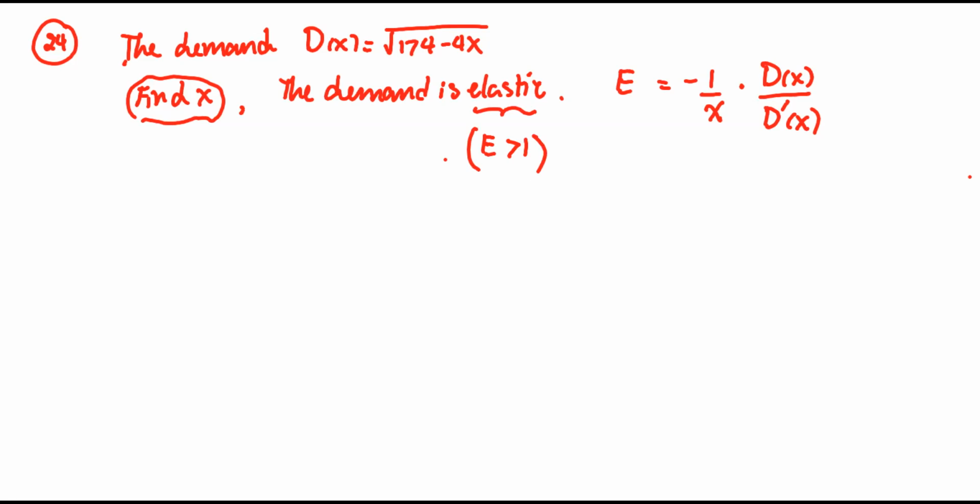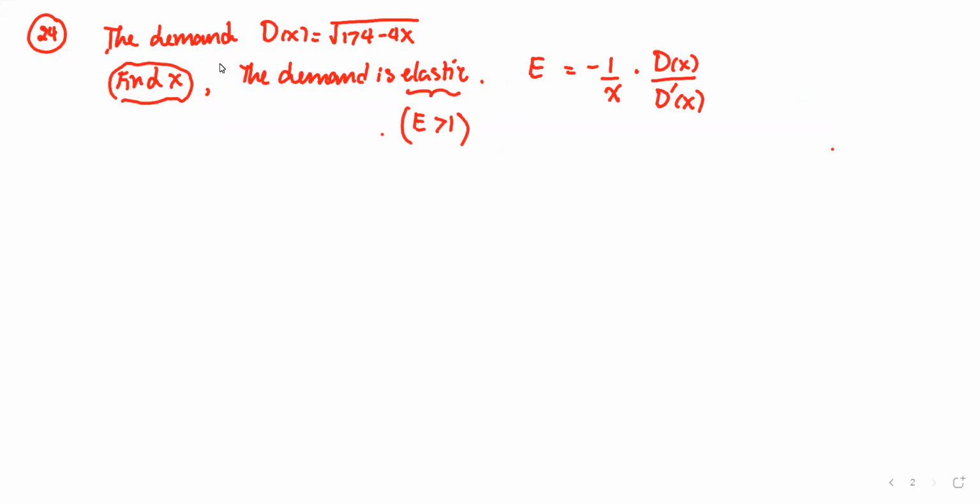Since we have the d of x, we're going to need to find the d prime, the derivative of the square root of 174 minus 4x. You guys help me find the derivative. What rule are we going to use? How do you find the derivative? The chain rule. Before we use the chain rule, what would we do first?